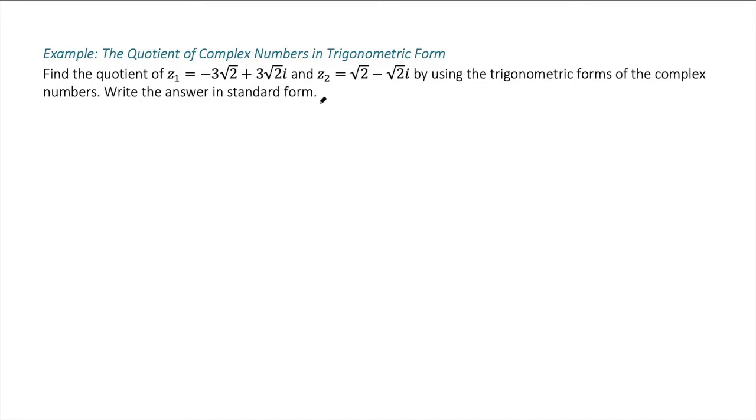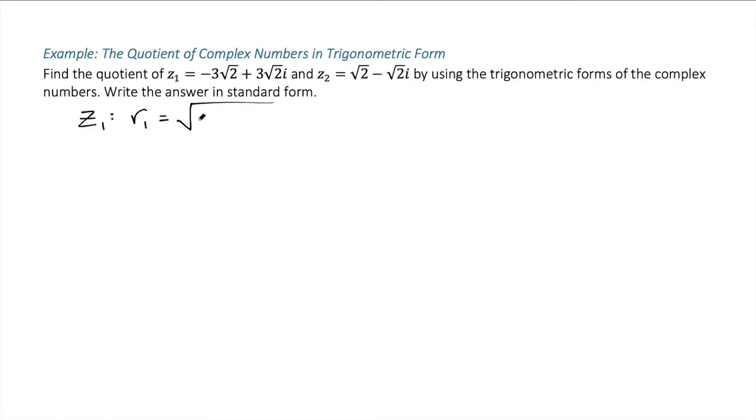Find the quotient of these two complex numbers by using the trigonometric forms of the complex numbers. So we know that the complex numbers, we can get our trigonometric form. We need r, which is the absolute value. r is the square root of a squared plus b squared.